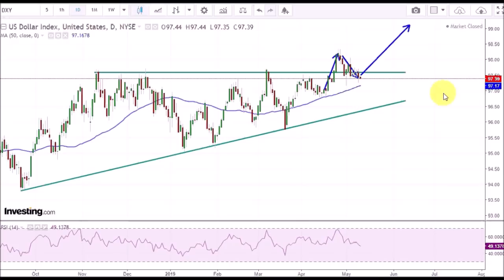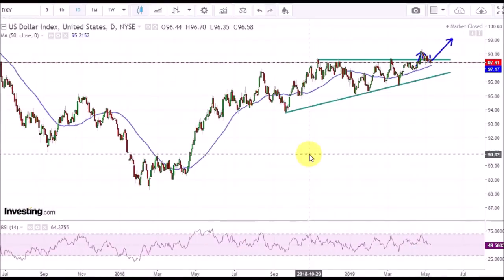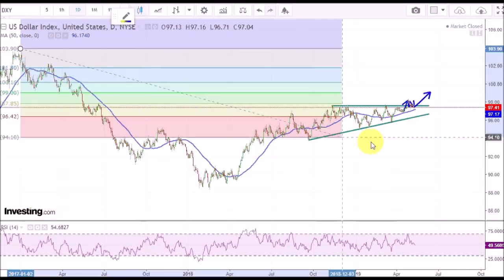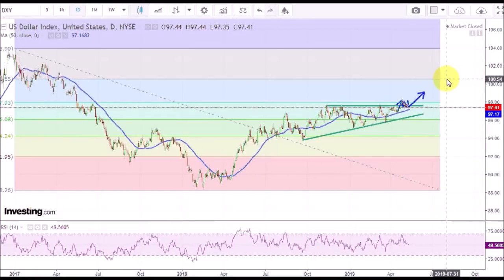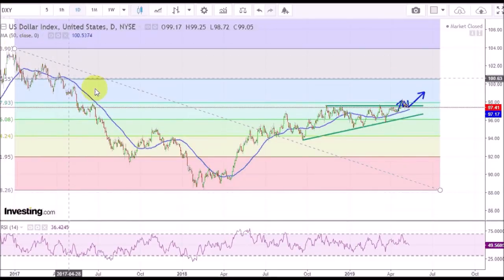In a very unlikely event, how high can the dollar go over the next several weeks? To answer that question, I think Fibonacci retracements might be helpful. And retracing 78% of the drop that the dollar experienced since early 2017 will bring us somewhere to 100.5 on the US dollar, somewhere between 100 and 101.